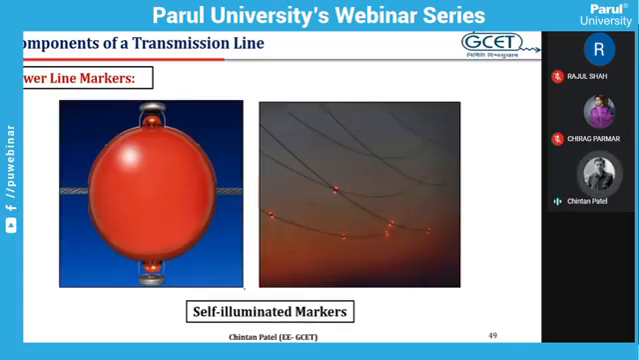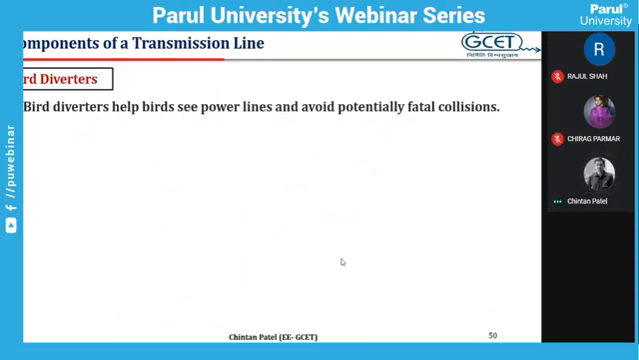Now here it is, a self-illuminated marker. The self-illuminated marker consists of an LED, and this LED will be glowing from a simple circuit which generates its own power from electric field or magnetic field. This type of self-illuminated marker is visible even during the night. So this is a very essential device and is used in India also.